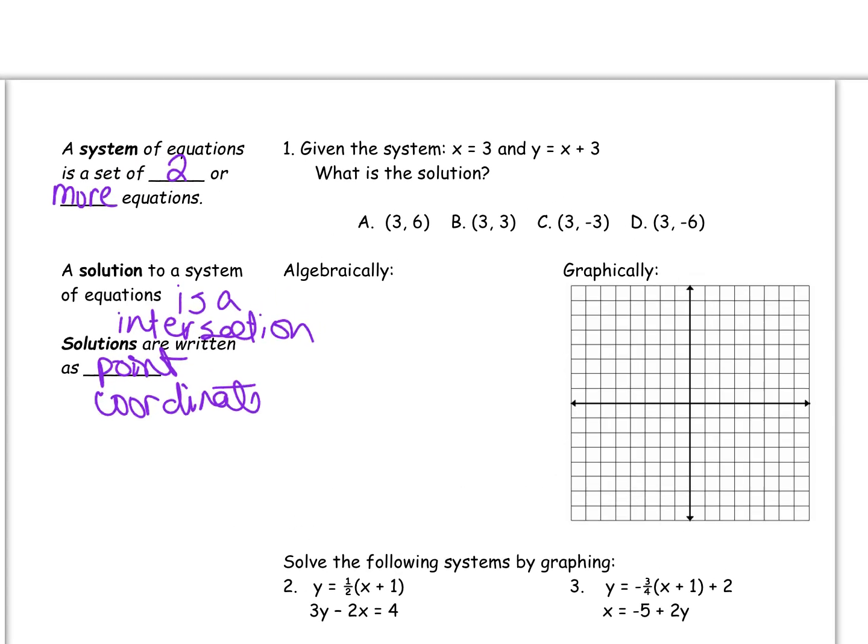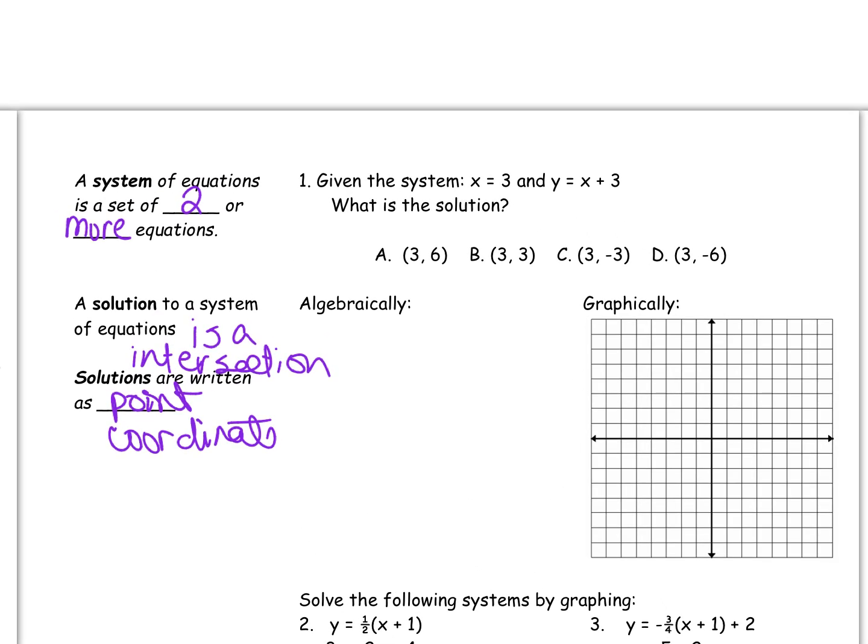Okay, so looking at our first scenario, given the system x equals 3 and y equals x plus 3, what is the solution? And they're giving you A, B, C, or D. Now, if you were taking this on a calculator test, you could just graph both of these, right? Find the intersection, boom, you got your answer. Now, we're not, so we're going to do a process of elimination, and then we're going to actually find the answer. The first one says x equals 3. So when you look at A, B, C, or D, is there anything you can eliminate? No, because in every single one, x equals 3. So that didn't help us out at all.